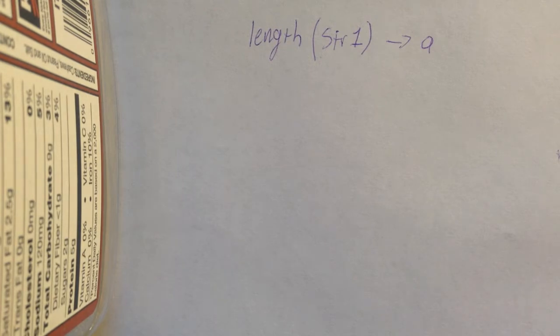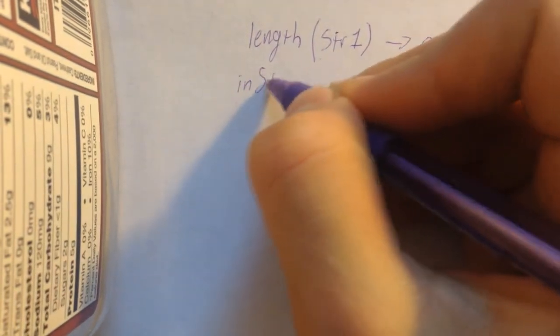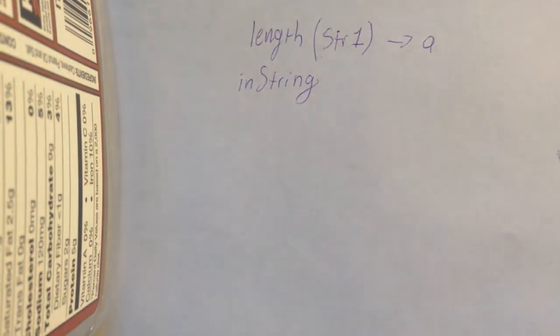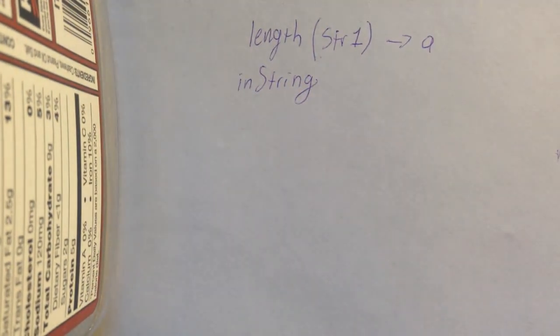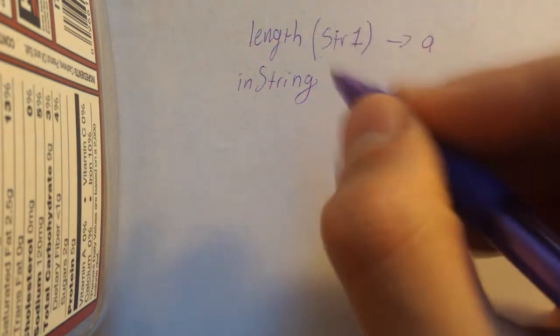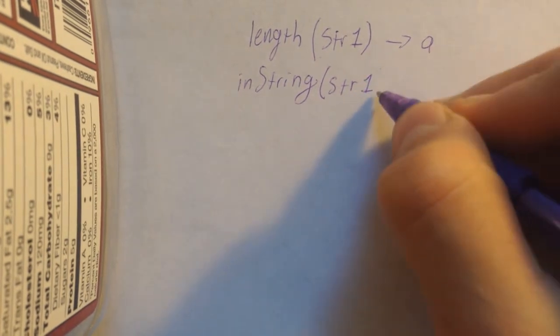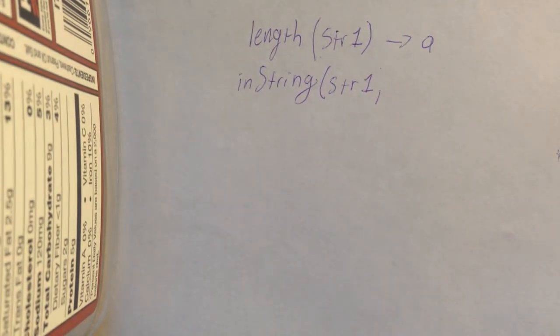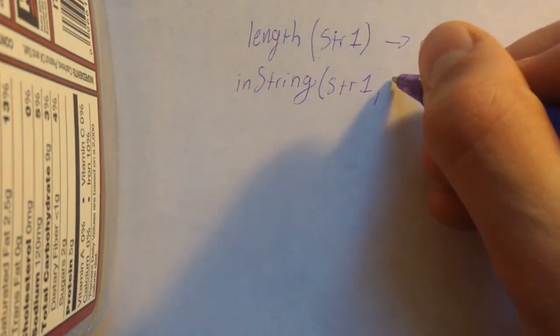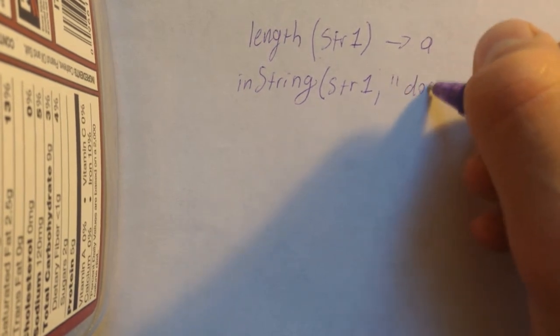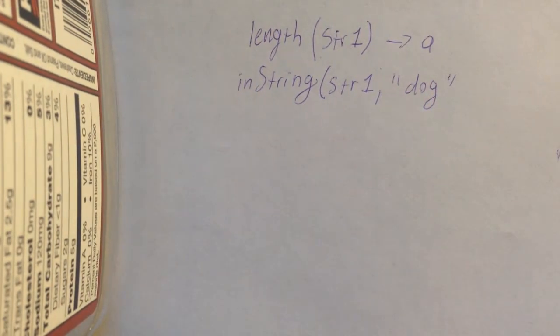Now the second function we're going to use is inString. This function can be a little bit confusing, but it is one of the main parts of our program. So the way that it works is inString(string 1, and then you put the argument. So what this does is it searches string 1 for a specific piece of text. So if I put in quotation marks right here, dog, it'll search string 1 for dog, and when it finds dog, it's going to give me the numerical value of the place in the string where it found dog.